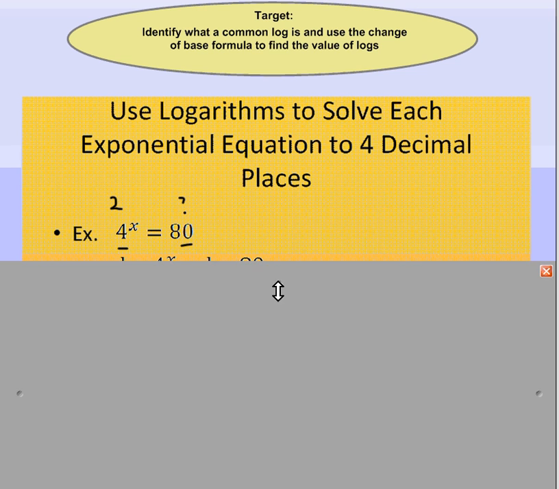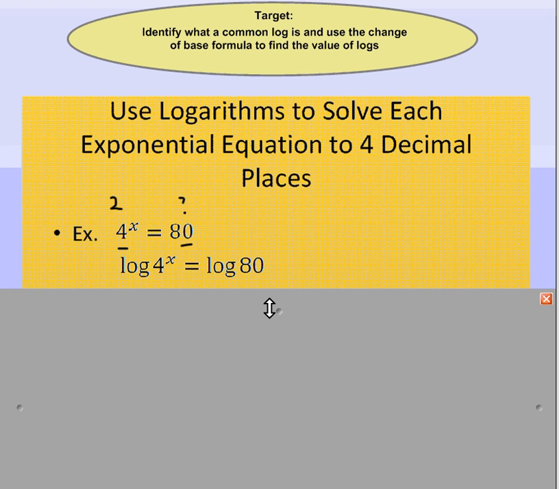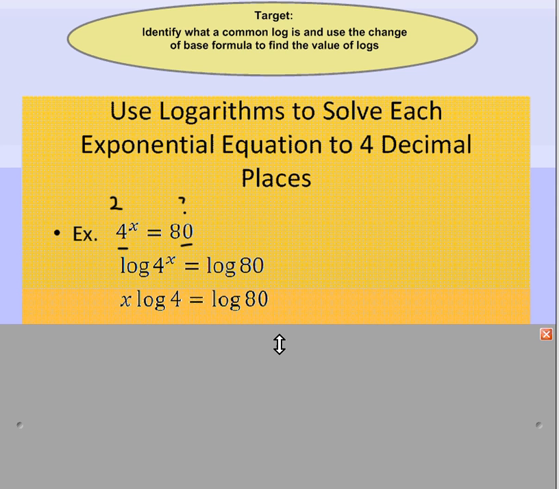Okay, we're not going to rewrite them as the same base. We're going to use common logs. Remember, you can do anything to an equation as long as you do it to both sides, including taking the common log of both sides. Okay, we can take the common log of both sides. What that allows us to do now is bring the x that was the exponent out front as a coefficient. Now it's x times common log of 4.